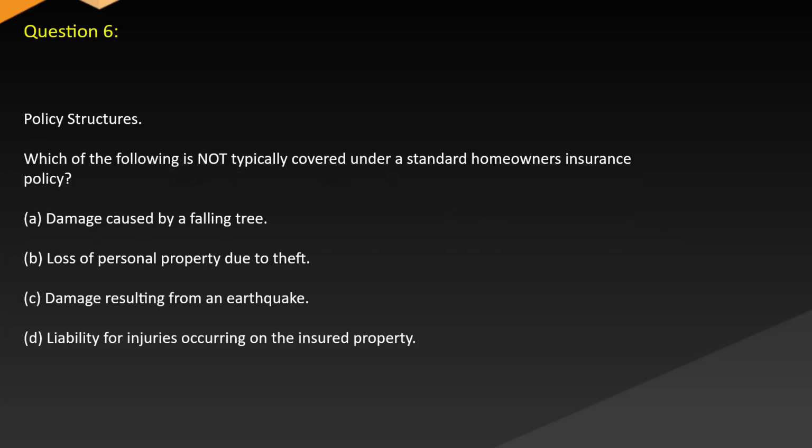Question 6. Policy structures. Which of the following is NOT typically covered under a standard homeowners insurance policy? A. Damage caused by a falling tree. B. Loss of personal property due to theft. C. Damage resulting from an earthquake. D. Liability for injuries occurring on the insured property.